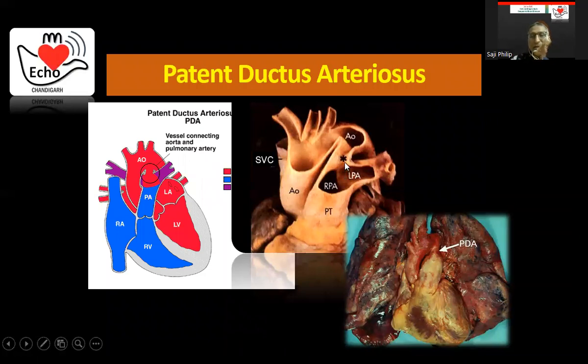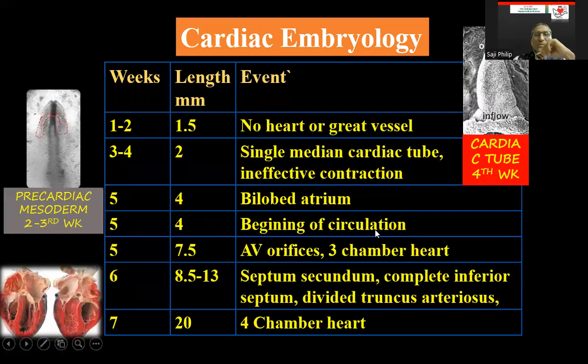The PDA can arise depending upon the arch, right or left, or from the arch it can develop. So we mainly deal with the left aortic arch and the PDA. The cardiac embryology I had mentioned. In the first 2 weeks, no heart, no great vessels. Only the pulsation will start at the 4th week, that means 21 days of time.